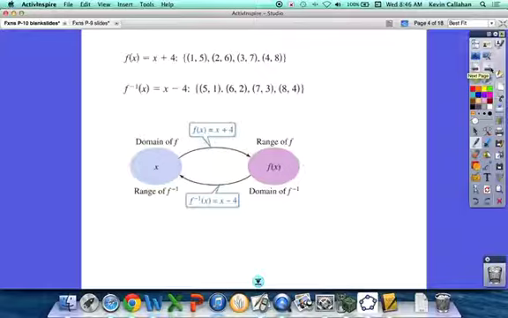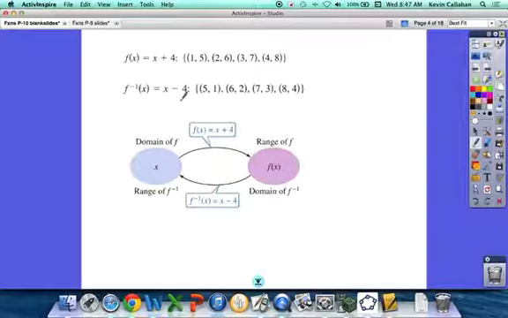Some inverse functions, you could probably just kind of guess what they are. Like this first one, if f of x is x plus 4, meaning you get all these points, 1, 5, 2, 6, 3, 7, 4, 8. The inverse function, what would be the opposite of adding 4 to everything? Subtracting 4 from everything. So the inverse function is x minus 4.